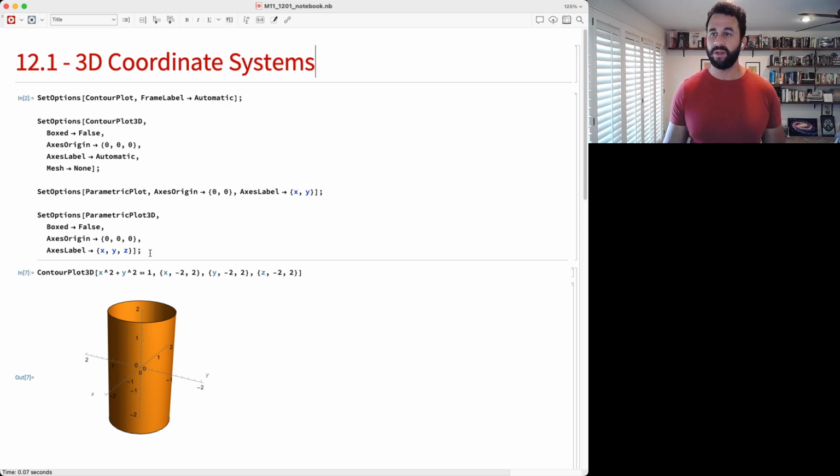And what I mentioned a moment ago is I like to set some global options for my notebooks just for certain graphs. So here's an example. Here's ContourPlot3D. Here's that command. And this is exactly what was just on the slides, right?